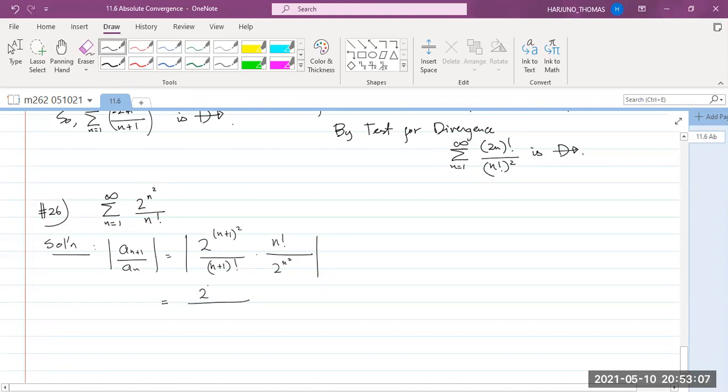Let me rewrite them. This is 2 to the n squared plus 2n plus 1, over n plus 1 times n factorial, times n factorial over 2 to the n squared. So on the top, I have 2 to the 2n plus 1. At the bottom, I have n plus 1, because the rest cancels. Now on the top, I will get 2 times 4 to the n over n plus 1.